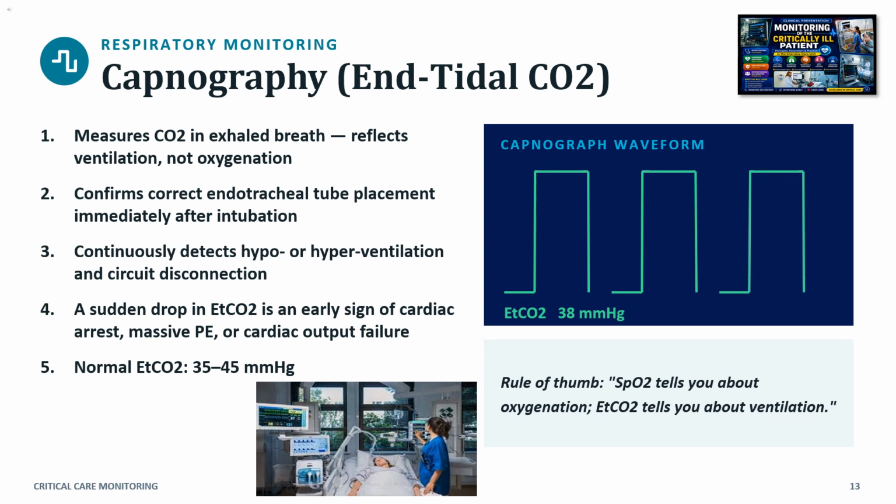Example waveform. Capnograph waveform with ETCO₂ 38 mm of mercury. Rule of thumb: SpO₂ tells you about oxygenation, ETCO₂ tells you about ventilation. This distinction helps interpret respiratory status more completely.